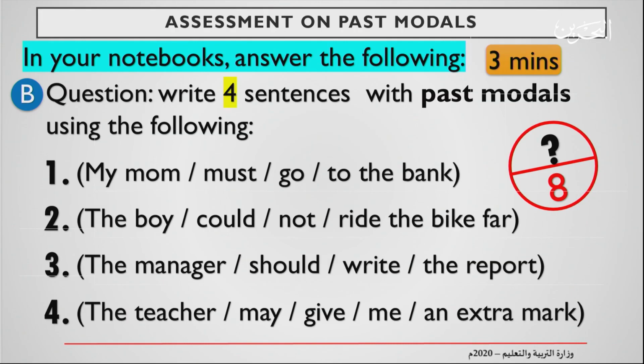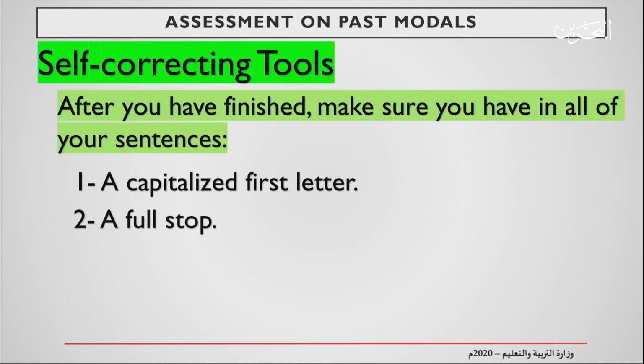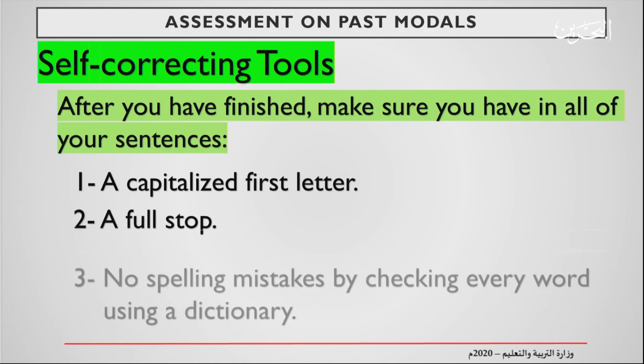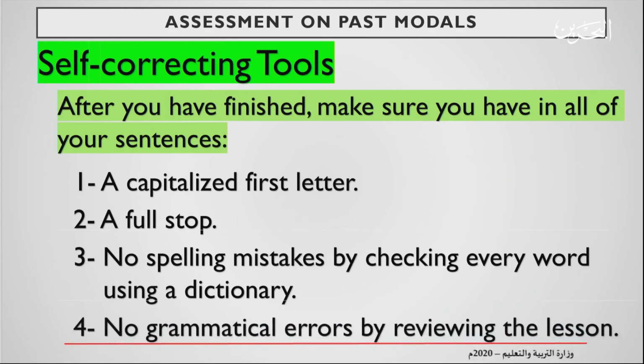Now, let's jump to the model answer. But before we do that, let's go over self-correcting tools. After you have finished, make sure you have in all of your sentences the following. Number 1, a capitalized first letter. Number 2, a full stop. Number 3, no spelling mistakes by checking every word using a dictionary. Number 4, no grammatical errors by reviewing the lesson.